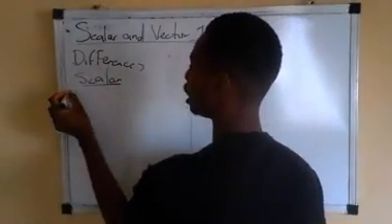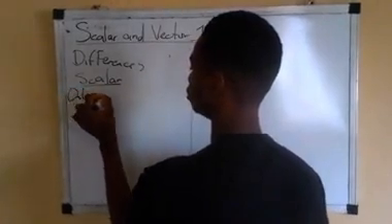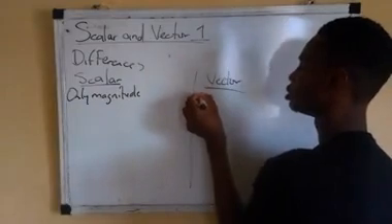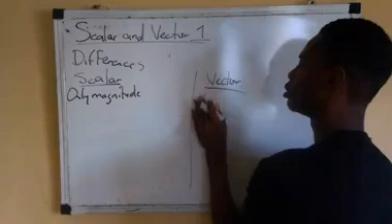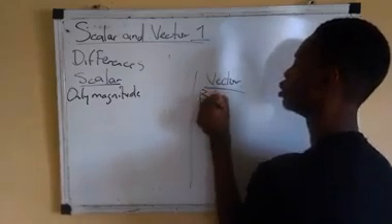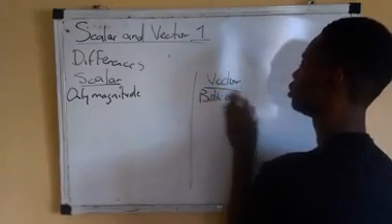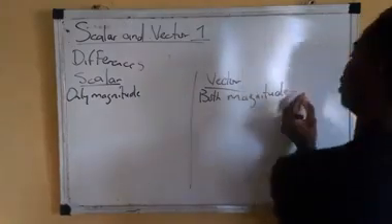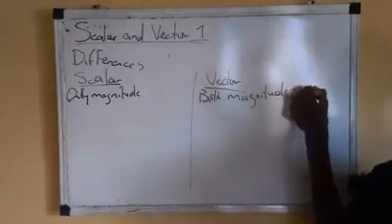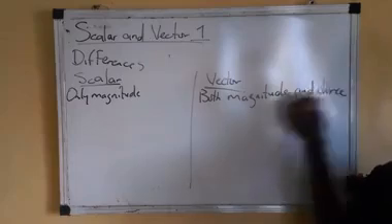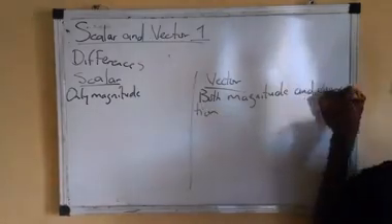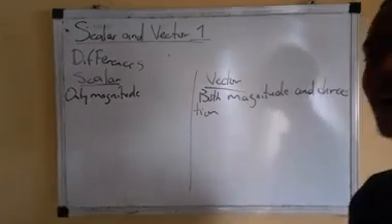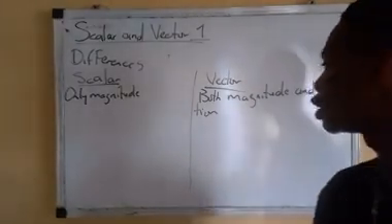Now let's go to the differences between scalar and vector quantities. This one has only what? Magnitude. This one has what? Both magnitude and direction. Are you getting me now? There are differences. One has only magnitude, one has both magnitude and direction.